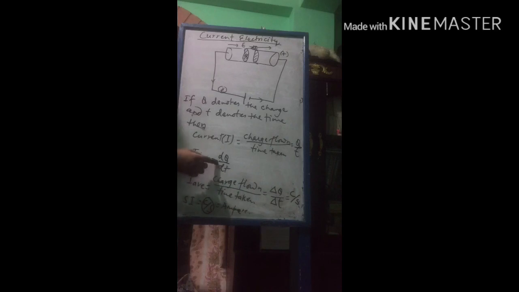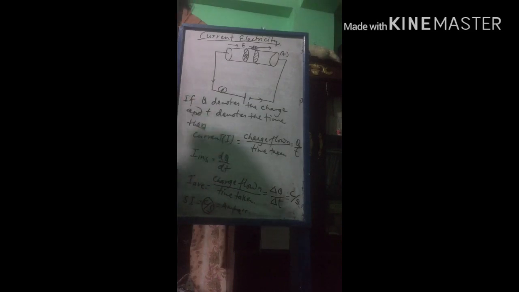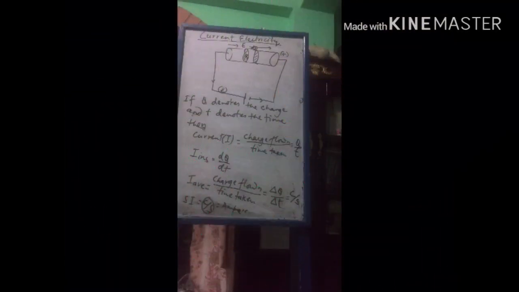So what is the instantaneous current? Instantaneous means how much charge has been flown in a particular time. That is instantaneous current, which is given by dq by dt. And average current means the total charge flown in a given time. We have defined already: current is the rate of flow of charge, or flow of charge per unit time is known as current.